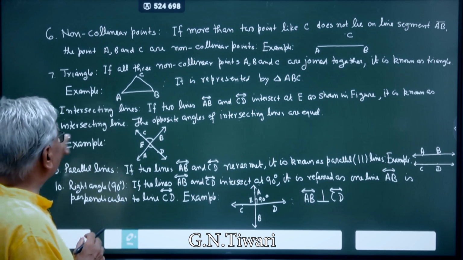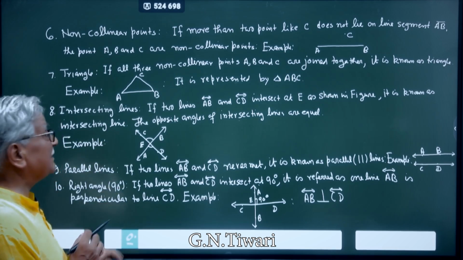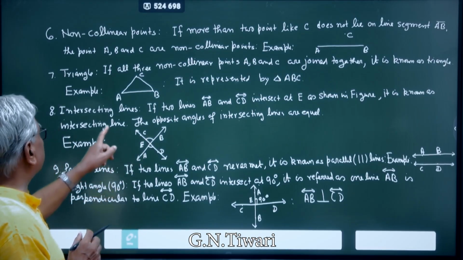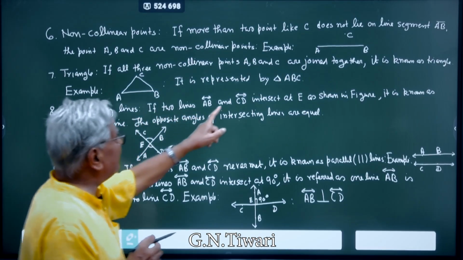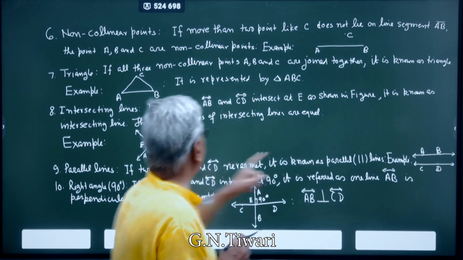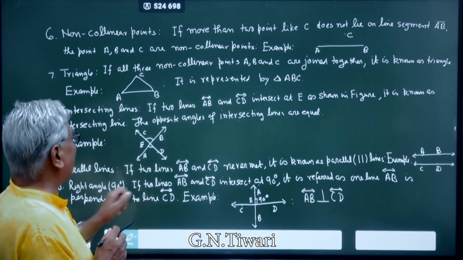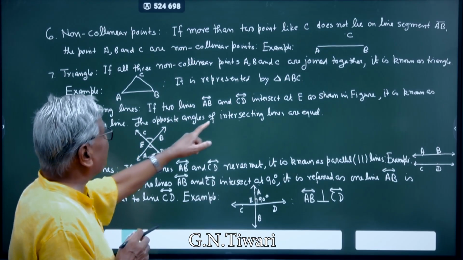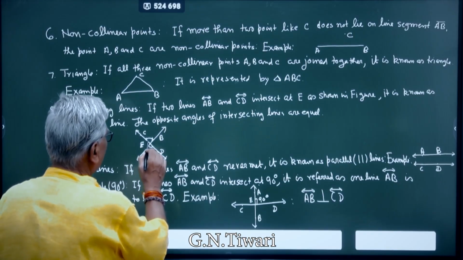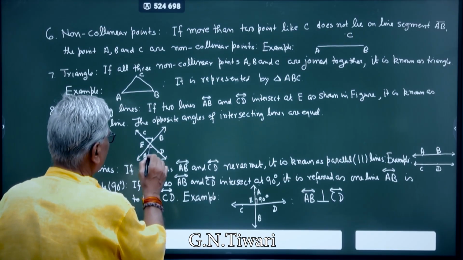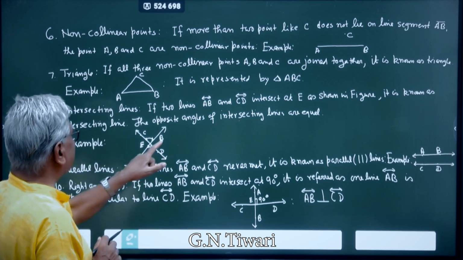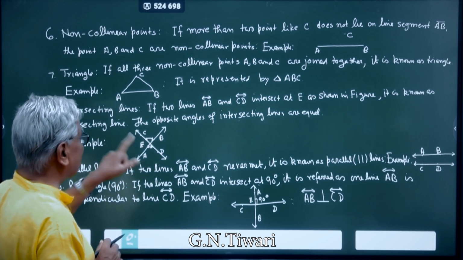Again, intersecting lines. Intersecting lines means here not line segment, not ray, but line. If two lines AB and CD intersect at E, as shown in the figure, they are known as intersecting lines. And the opposite angles of the intersecting lines are equal. The opposite angle is this and this. These are equal. Similarly, this can also be equal. So it is given as an example that the opposite angles are equal for intersecting lines.